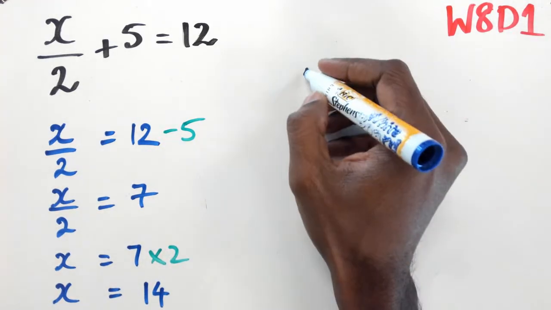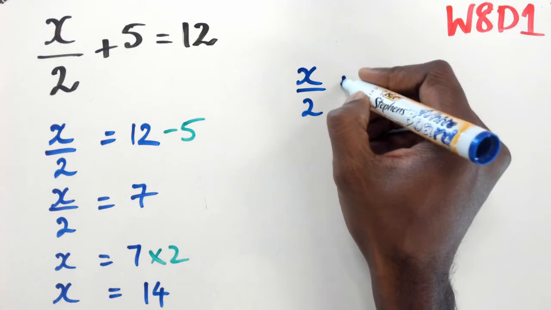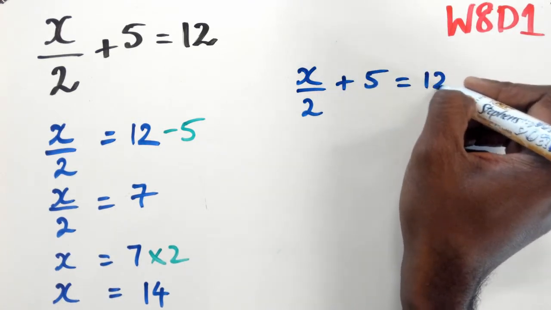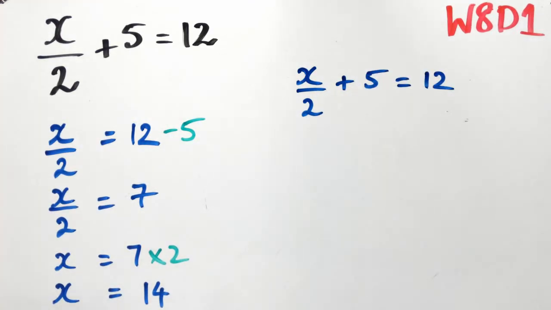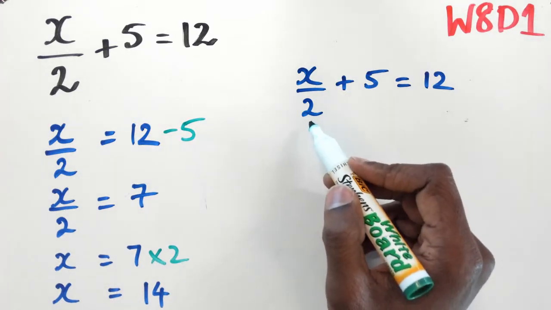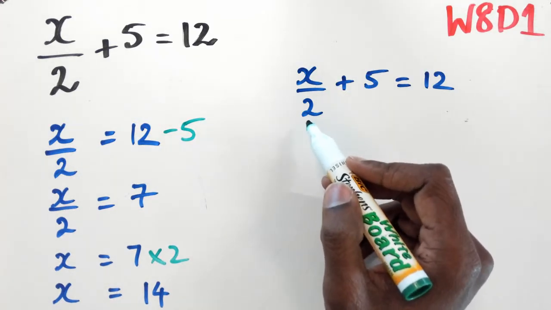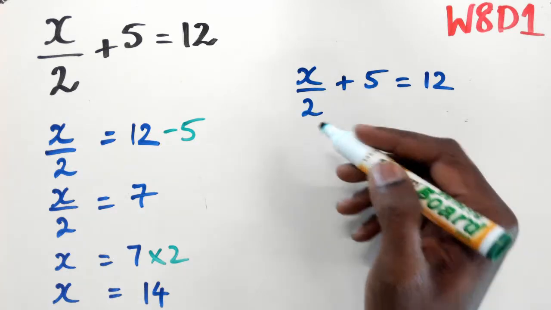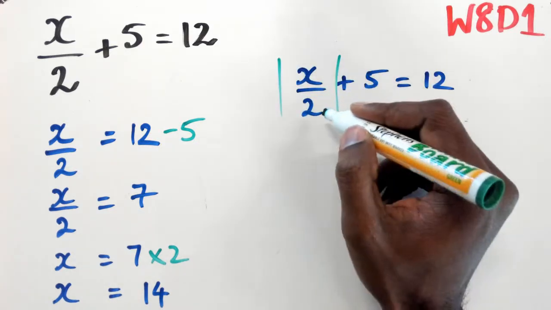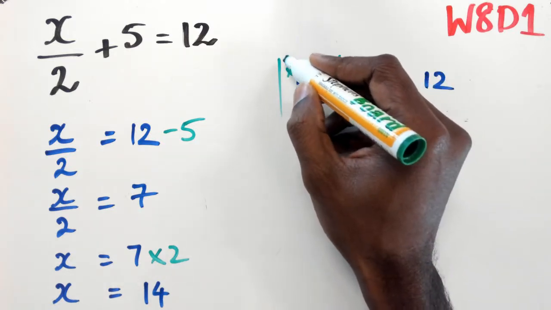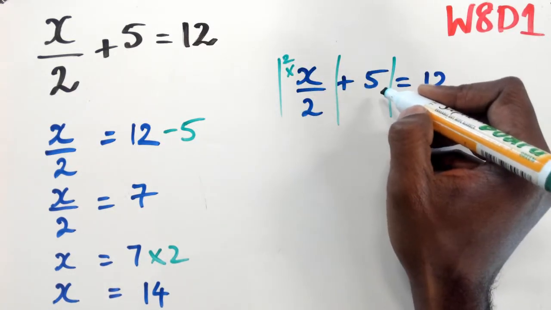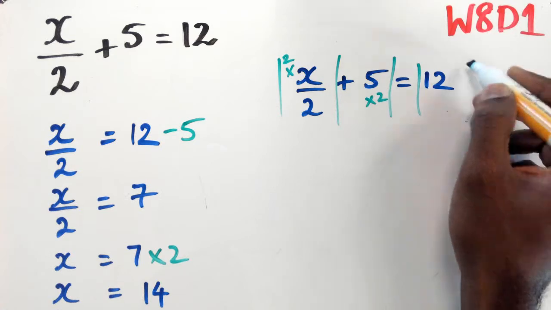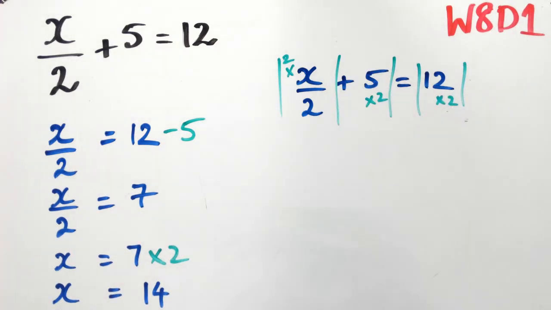The other way of doing this would be something like this. So I want to get rid of the 2 in the denominator. Alright, that's the 2 I want to get rid of. So what I can do is I can multiply everything in this equation by 2. So I'm going to multiply this x over 2 by 2, I'm going to multiply plus 5 times 2, and I'm going to multiply 12 times 2.